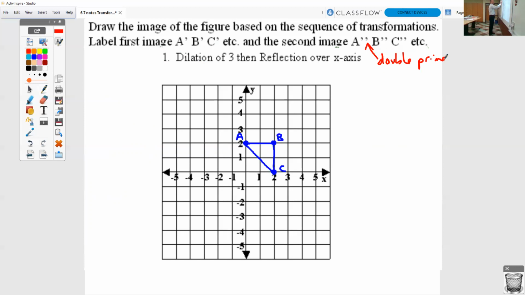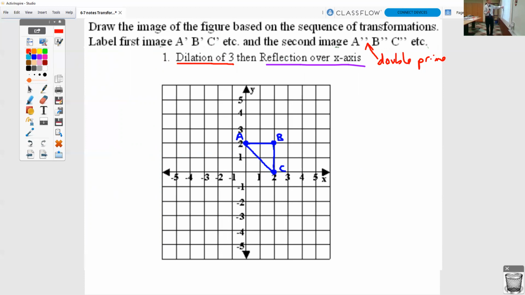So the first thing that it says to do is a dilation of 3. Then it says to do a reflection over the y-axis, or sorry, over the x-axis. So we're going to take our initial shape. This one is going to be a dilation of 3. Then, based off of that shape, you're going to do the reflection over the x-axis. You can't just pick and choose. You have to do it in the order that it says.